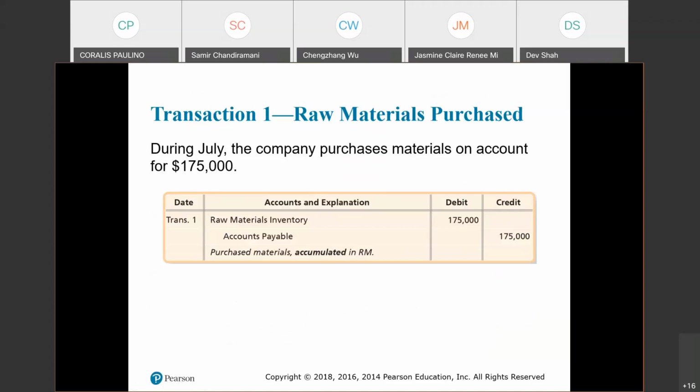During July, the company purchases materials on account for $175,000. Well, the journal entries for process costing are similar to those for job order costing. When inventory is purchased on account, the raw material inventory account is a debit and accounts payable is a credit, both for the same amount of money.